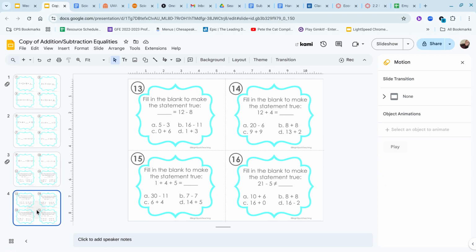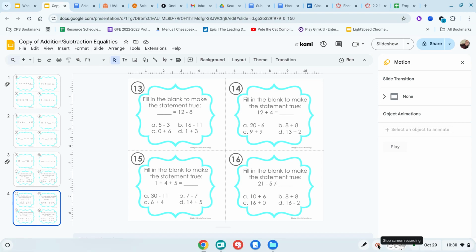You're going to do the same thing for these problems as well. But please be careful and aware of the not equal sign. The not equal means that you have to find something that does not equal what it is on this side. So just let me know if you have any questions. I'll be back to help you.